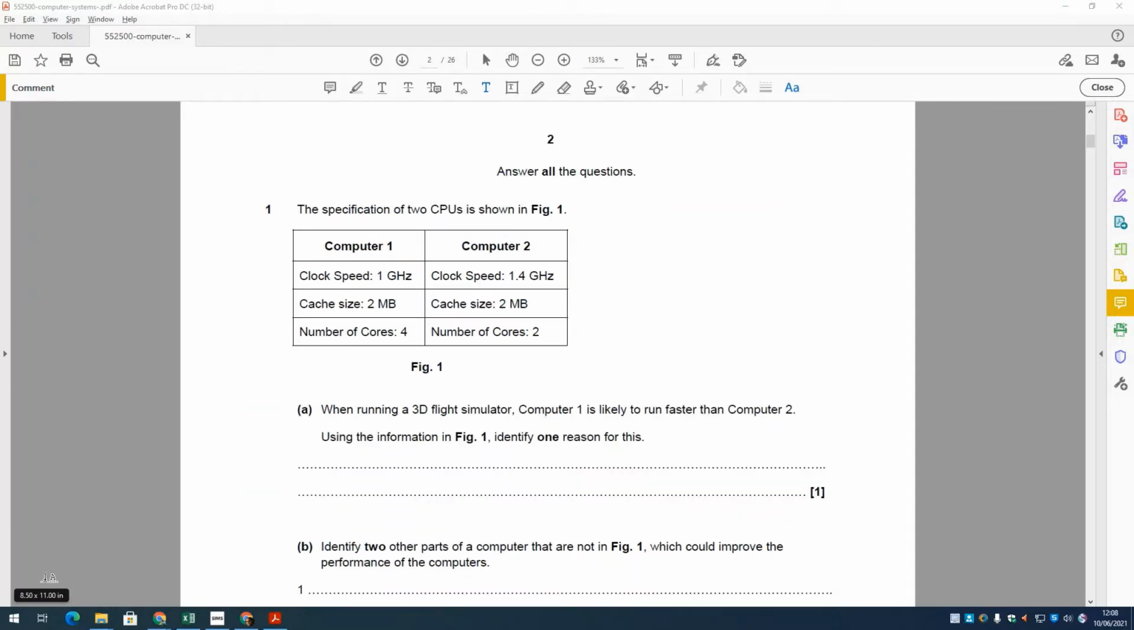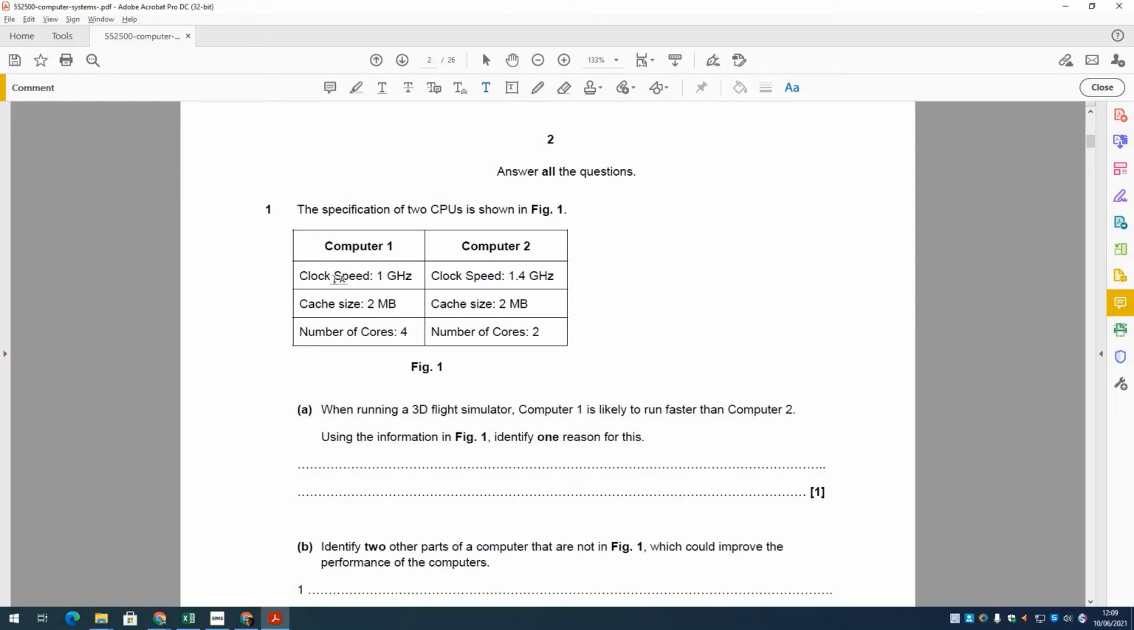Question 1. The specifications of two CPUs is shown in figure 1. And we've got the details here for computer 1 and computer 2. When running the 3D simulator, computer 1 is likely to run faster than computer 2. Using the information in figure 1, identify one reason for this. So let's compare the tables. So computer 1 is what we're saying is going to be faster.